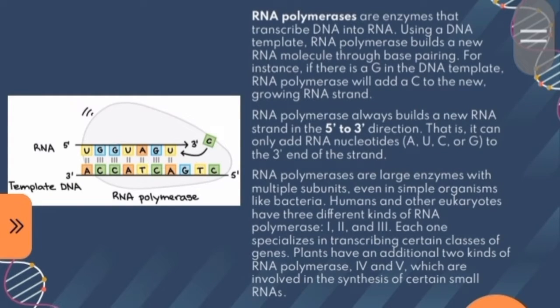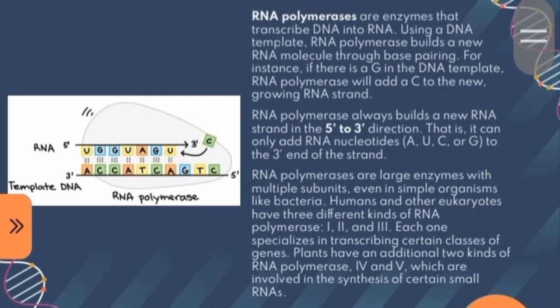RNA polymerases are enzymes that transcribe DNA into RNA using a DNA template. RNA polymerases build a new RNA molecule through base pairing. For instance, if there is a G in the DNA template, RNA polymerase will add a C to the new growing RNA strand. RNA polymerase always builds a new RNA strand in the 5 to 3 direction. That is, it can only add RNA nucleotides A, U, C, or G to the 3 end of the strand.